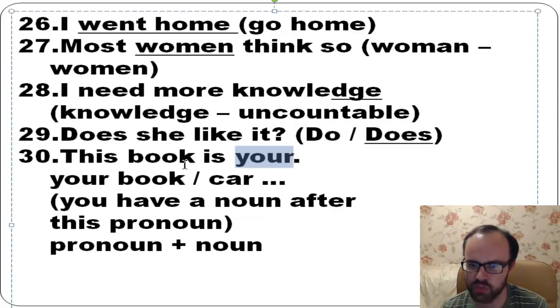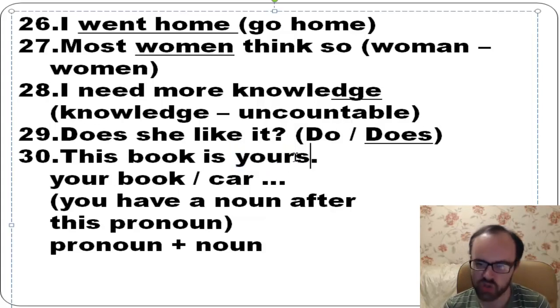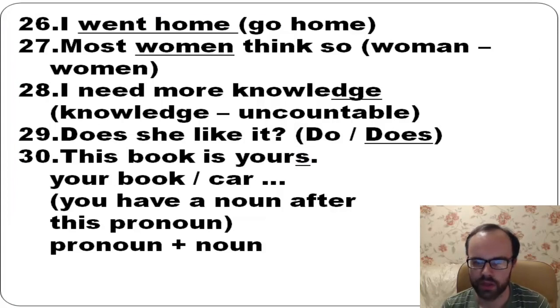If you don't have a noun after a pronoun, it's not after, it's before. So you need to say yours. This book is yours, okay? So let's look at it again. I went home, go home. Most women think so. Woman, women. I need more knowledge. Knowledge is uncountable in English. Does she like it? We use does with he, she, it. This book is yours. Your book. Your car. You have a noun after this pronoun. Pronoun plus noun.